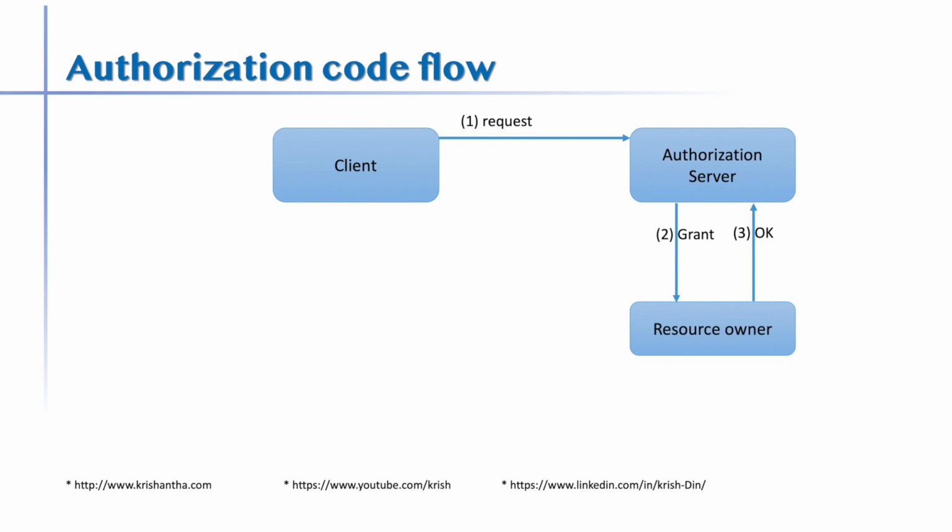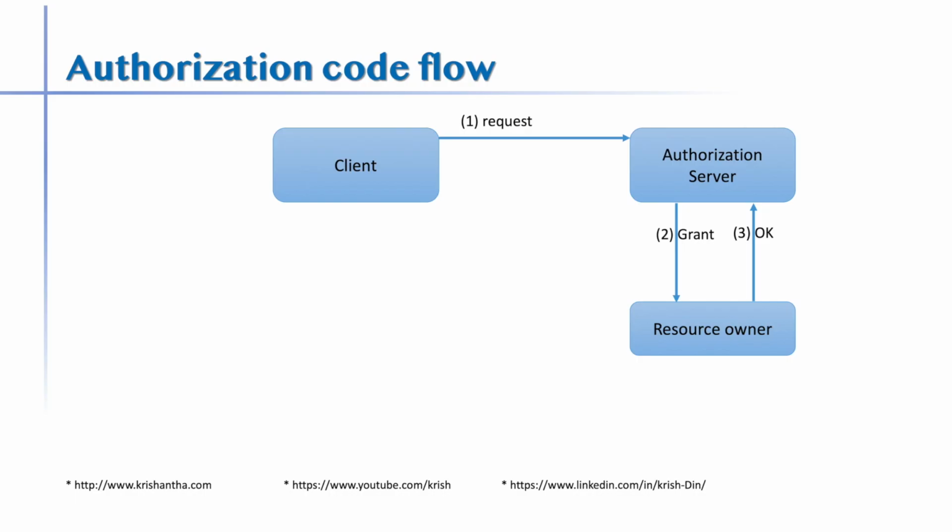That's why when you go with login with Facebook or login with Google, you will see a small text saying Krishanta.com wants to access this. These are the permissions it's going to get: read your account, delete your account, delete your file, read your file, and so on and so forth. So now the resource owner says, okay. Now the owner was authenticated, so now a code is sent to the client.